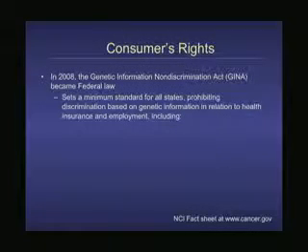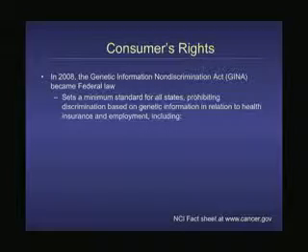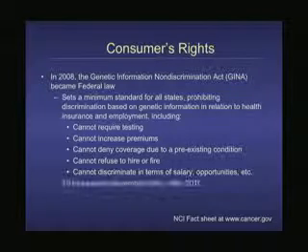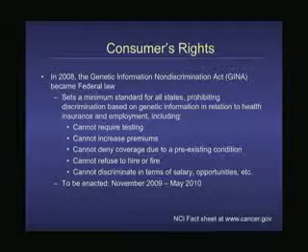The GINA Act is another federal act that was passed that was very important because women were concerned about getting tested. They didn't want to be discriminated against in getting insurance or getting a job if they tested positive, being a BRCA carrier and being at such high risk. So in 2008, the Genetic Information Nondiscrimination Act was passed, which states that insurance companies and employers cannot require testing, they cannot increase your premiums, they cannot deny coverage due to a pre-existing condition, cannot refuse to hire or fire, and cannot discriminate in terms of salary opportunities, et cetera, and it must become enacted by May of this year, which is a good thing.